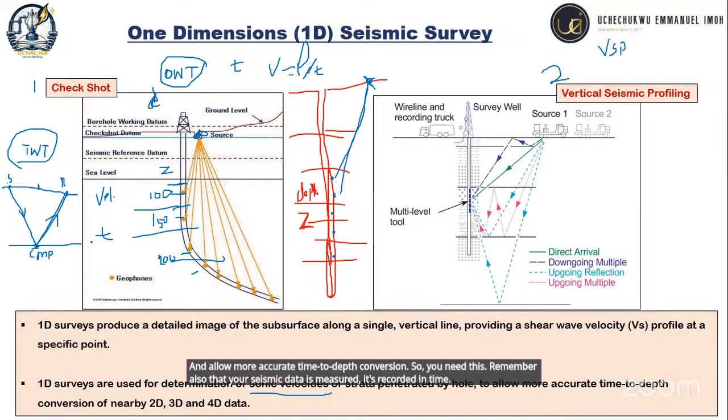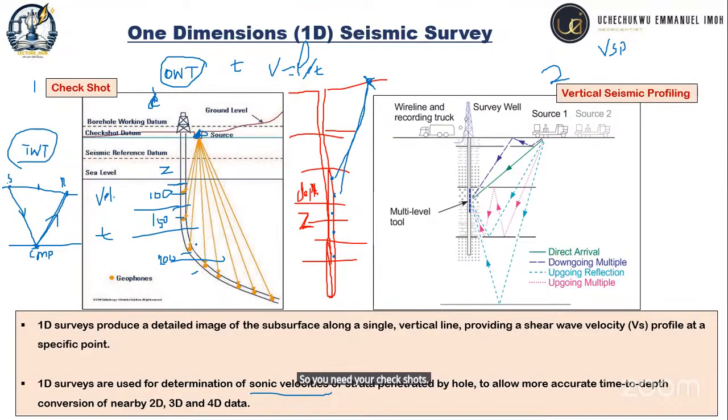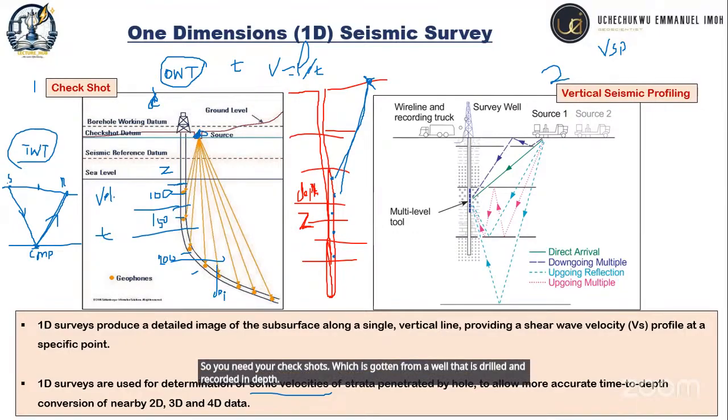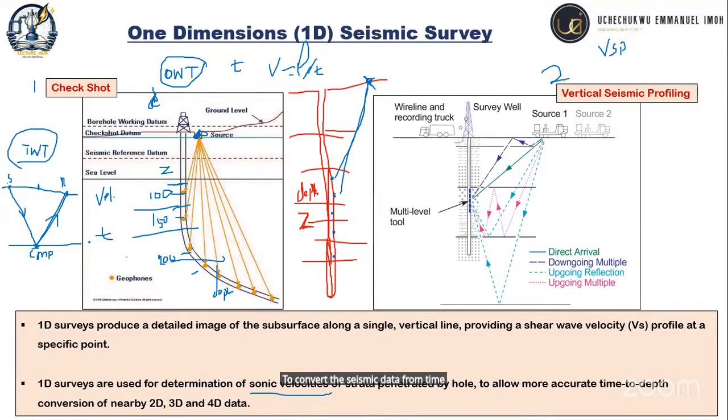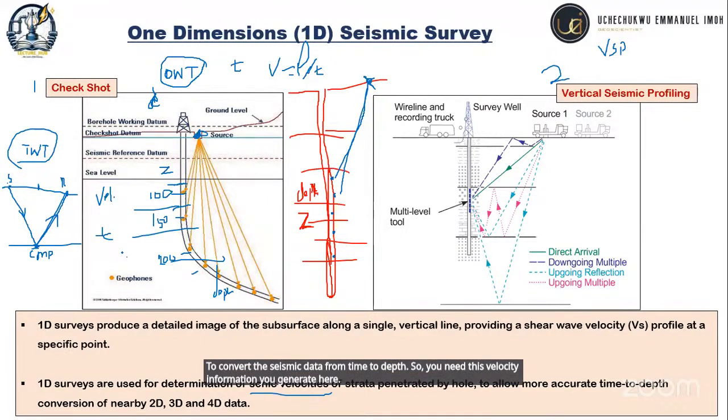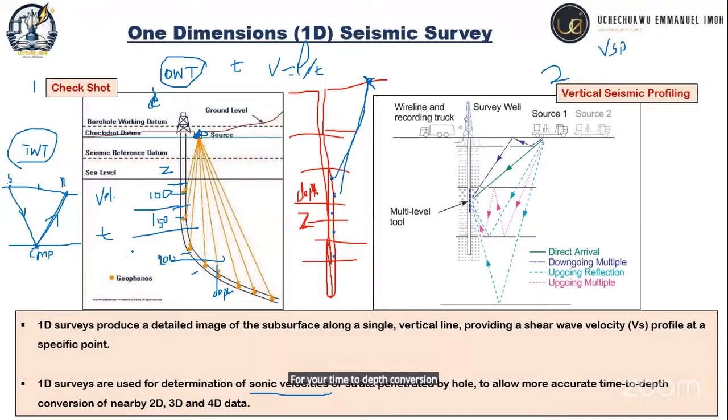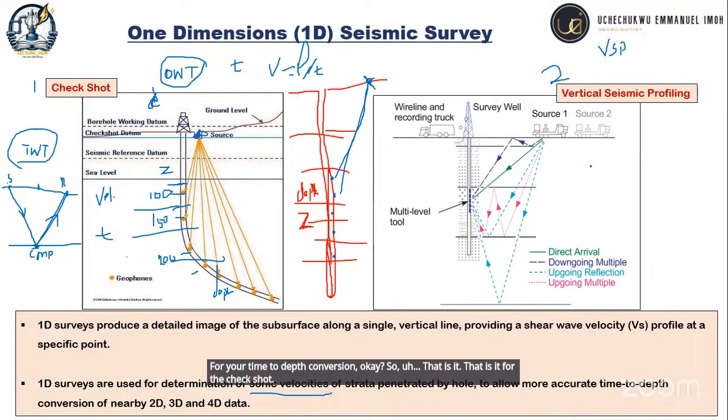So you need your check shots, which is gotten from a well that is drilled and recorded in depth to convert the seismic data from time to depth. So you need this velocity information you generate here for your time to depth conversion, okay? So that is it for the check shot. The VSP does the same thing.